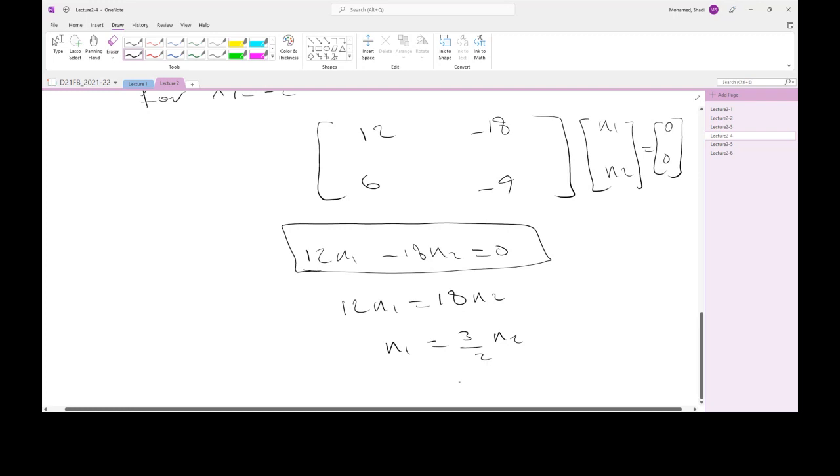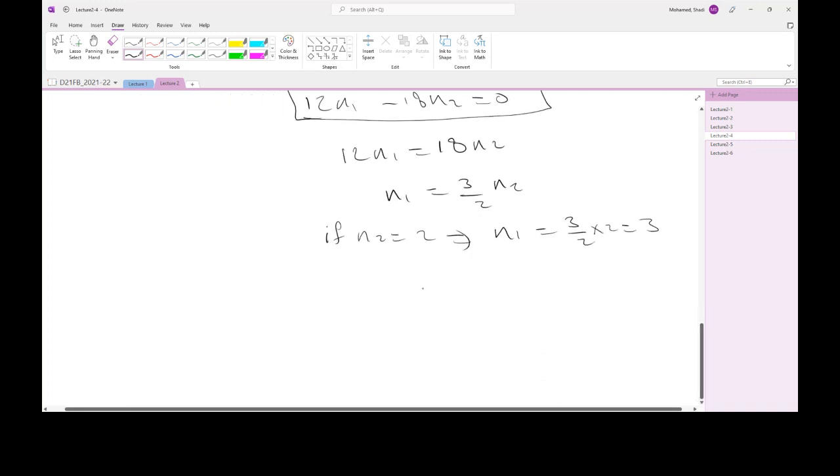I'm going to pick, for example, n2 equal to 2. If n2 is equal to 2, this will give me n1 is equal to 3 divided by 2 multiplied by 2. This is equal to 3. And then my eigenvector is going to be 2 and 3.